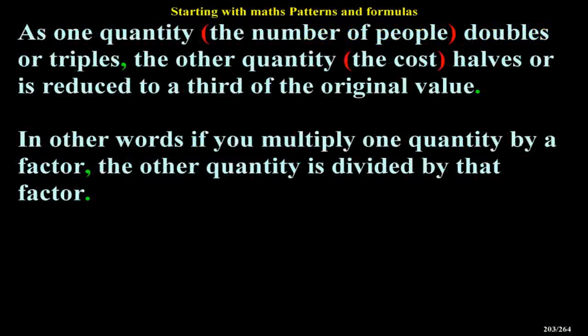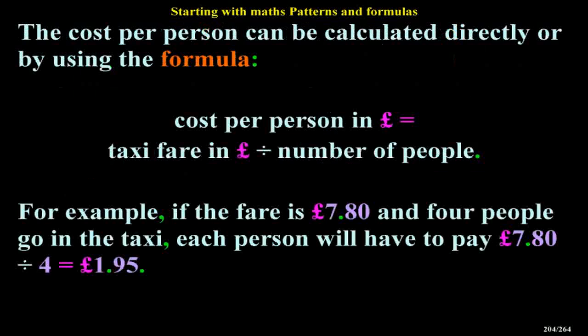As one quantity, the number of people, doubles or triples, the other quantity, the cost, halves or is reduced to a third of the original value. In other words, if you multiply one quantity by a factor, the other quantity is divided by that factor. The cost per person can be calculated directly or by using the formula: cost per person = taxi fare ÷ number of people. For example, if the fare is 7.80 and 4 people go in the taxi, each person will have to pay 7.80 ÷ 4 = 1.95.